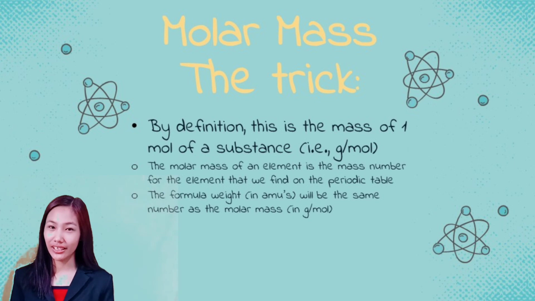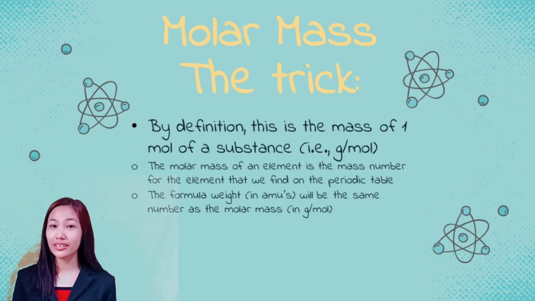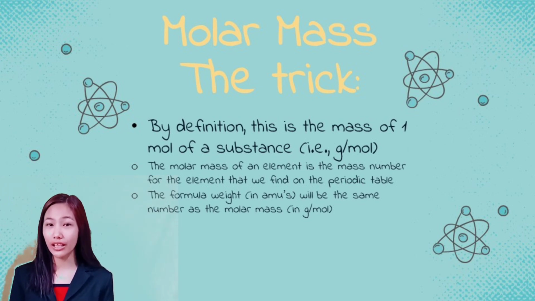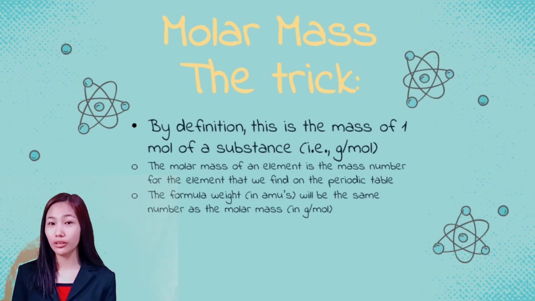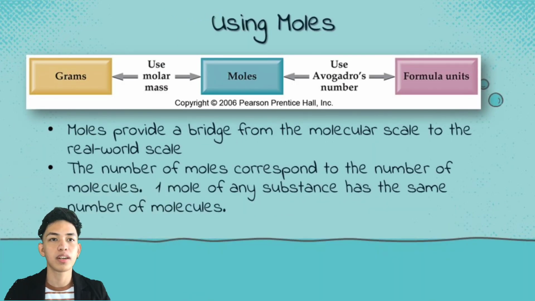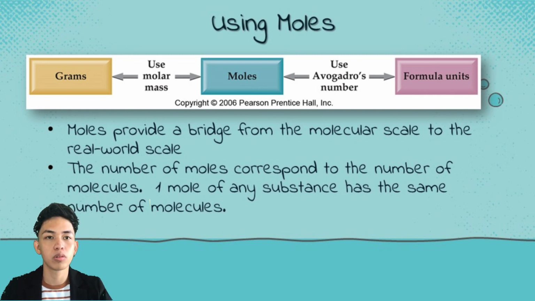Molar mass, the trick. By definition, this is the mass of 1 mole of a substance, that is, grams over mole. The molar mass of an element is the mass number for the element that we find in the periodic table. The formula weight in amu will be the same number as the molar mass in grams over mole. Mole provides a bridge from the molecular scale to the real-world scale. The number of moles corresponds to the number of molecules. 1 mole of any substance has the same number of molecules.